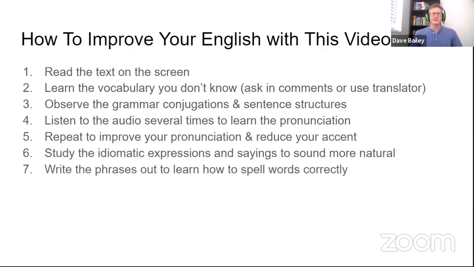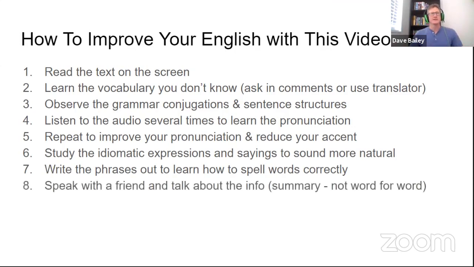Then you can also write the phrases out to learn how to spell the words correctly, especially words that you don't know, that you don't understand. You can write them out, practice them, also transcribe them. So you listen without looking at the screen and you go ahead and write out what you hear, because then you can go back and check it to see what you wrote correctly and what you wrote incorrectly.